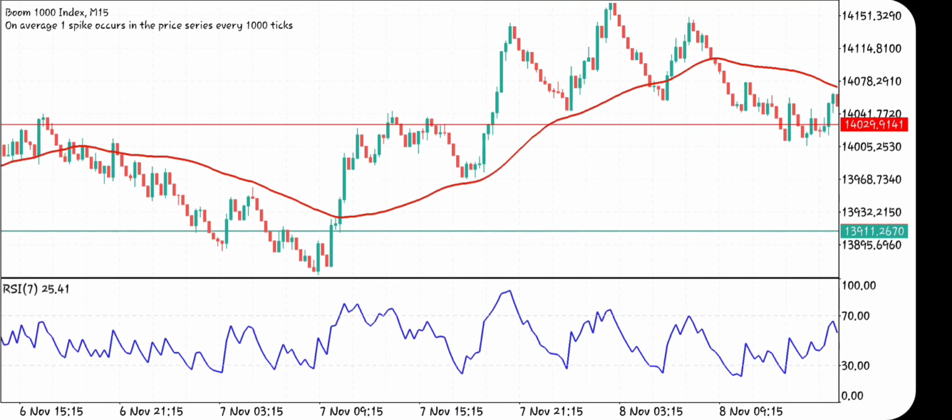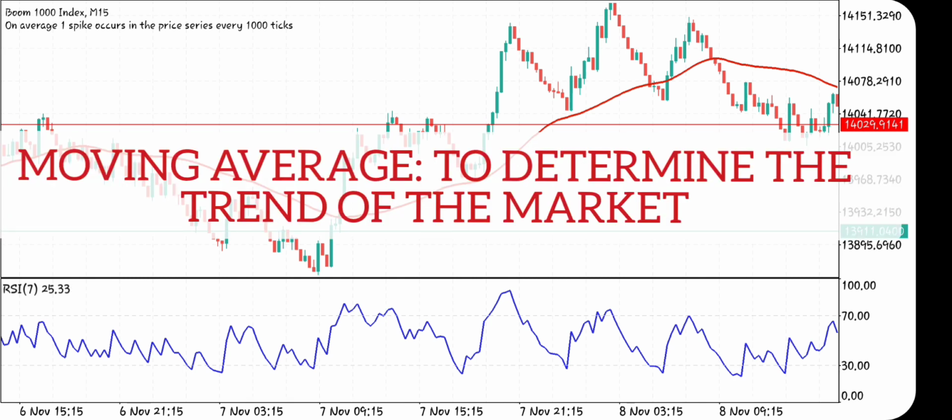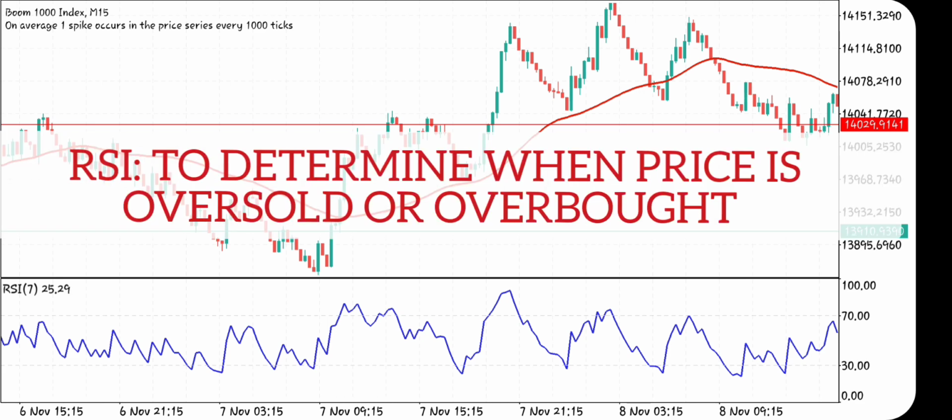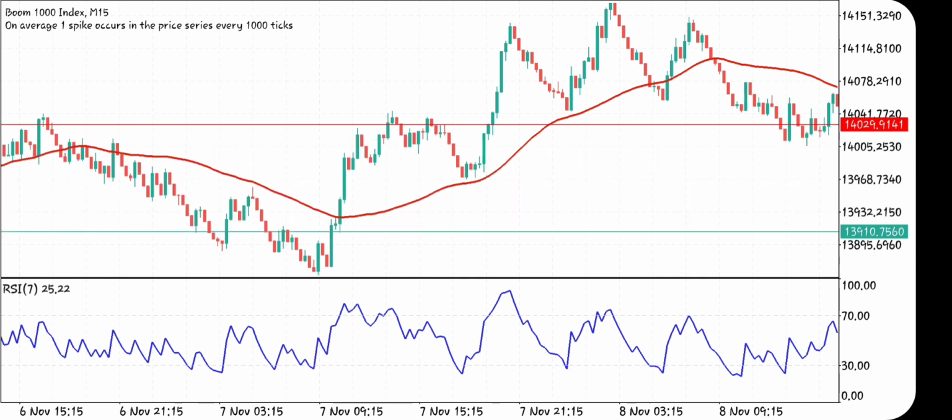Now let's get straight into the strategy. As I said earlier, the strategy is based on two indicators: RSI, our relative strength index, and our moving average. Our moving average will be used to determine the trend of the market. Do we get it now? And our RSI will be used to determine when price is oversold and when price is overbought. Do we get it now? So let's get into the indicators.